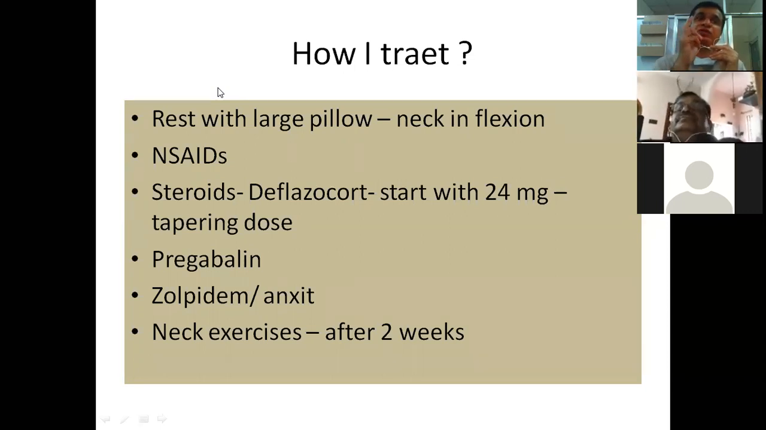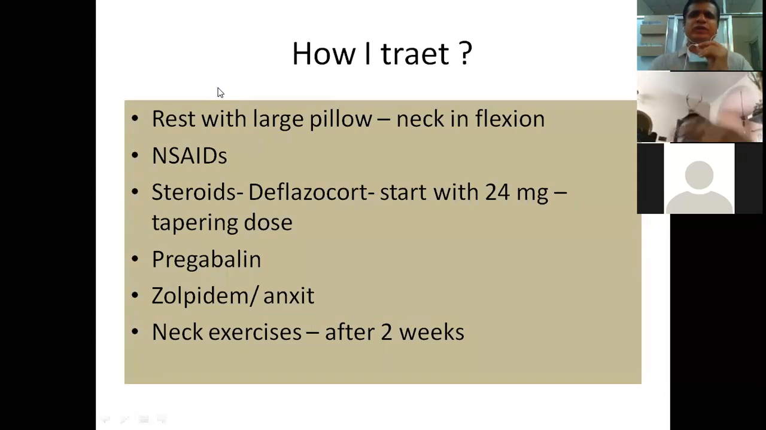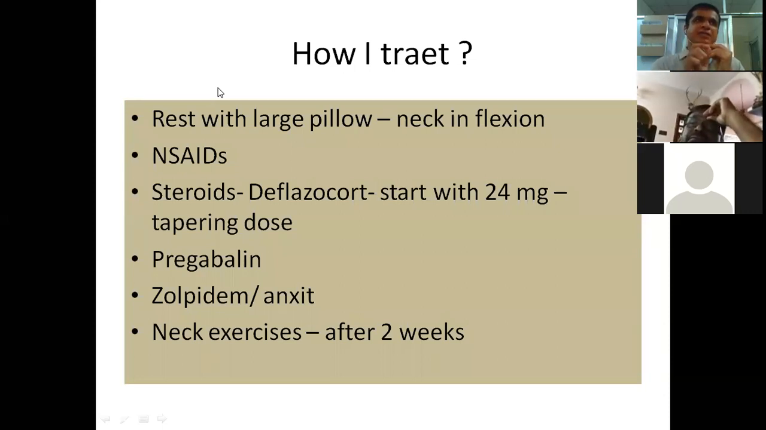I will give strong NSAIDs, anti-inflammatories. Usually, I add oral steroids. Steroids will help reduce the inflammation. In the lumbar spine, I give a transforaminal nerve root block or transforaminal steroid. While the same transforaminal or epidural steroid in the cervical spine is technically demanding and there are complications associated with it, so I don't try that.